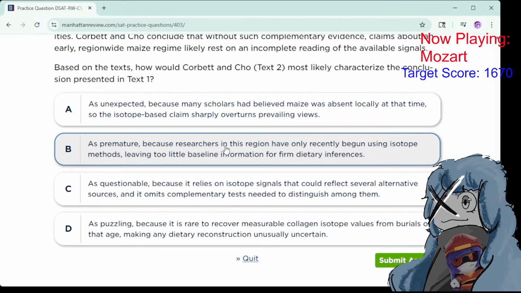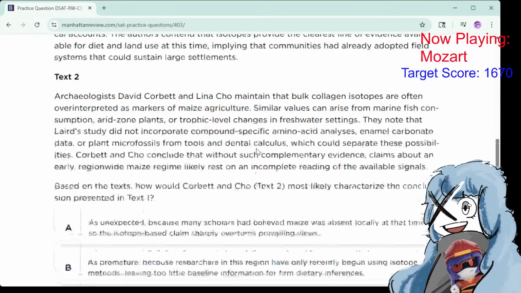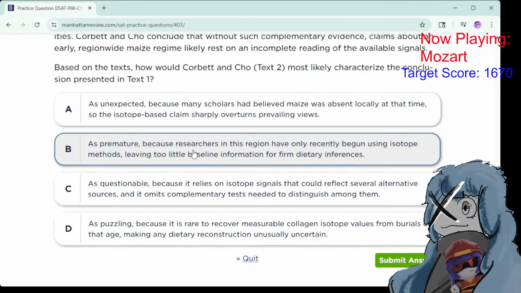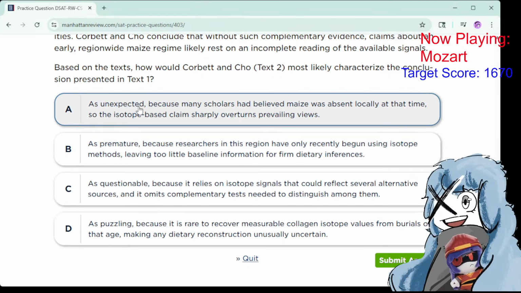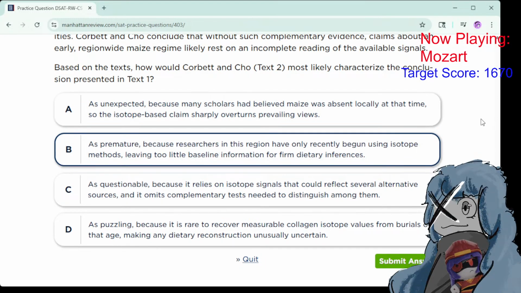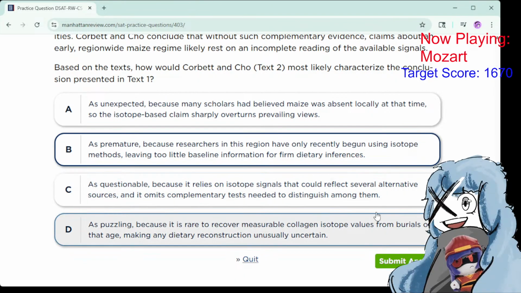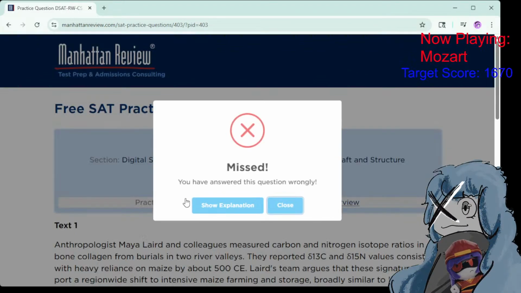It's pretty straightforward. How is this hard? I don't know. Okay, unexpected. It's not premature, because they're only using isotopes and leaning too much on them for firm dietary inferences. As questionable, as puzzling as B. What?